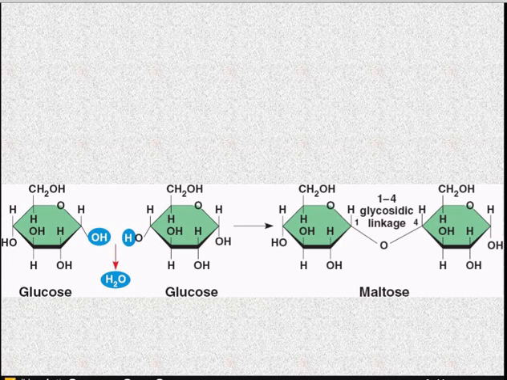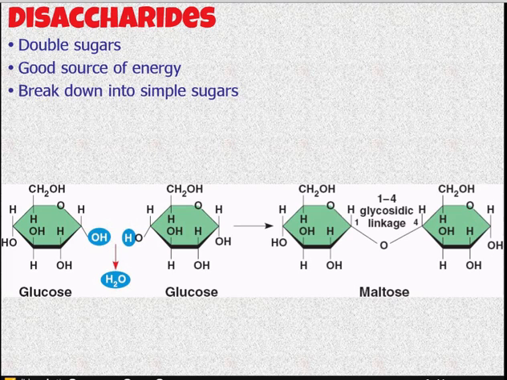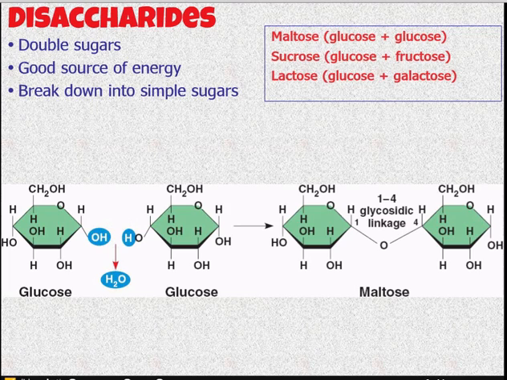Okay, the last set of molecules were called the monosaccharides, and they were called monosaccharides because they were made of a single ring. The next category of carbohydrates are called the disaccharides. The prefix di means two. These are two single sugars that are put together to make a double sugar. They're also a great source of energy, and they are easily broken down into simple sugars, so they're easily digested. Examples of the disaccharides: maltose is a disaccharide. It is made of a combination of two glucose molecules put together. And that's what you see at the bottom of the page.